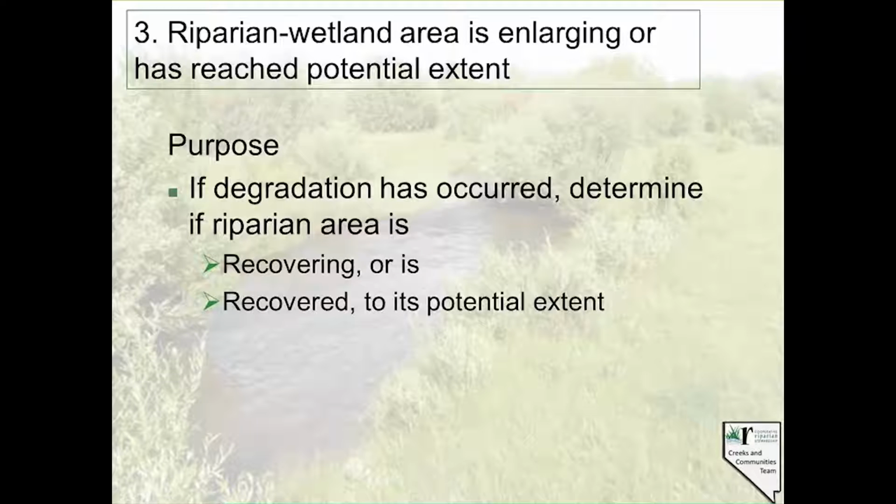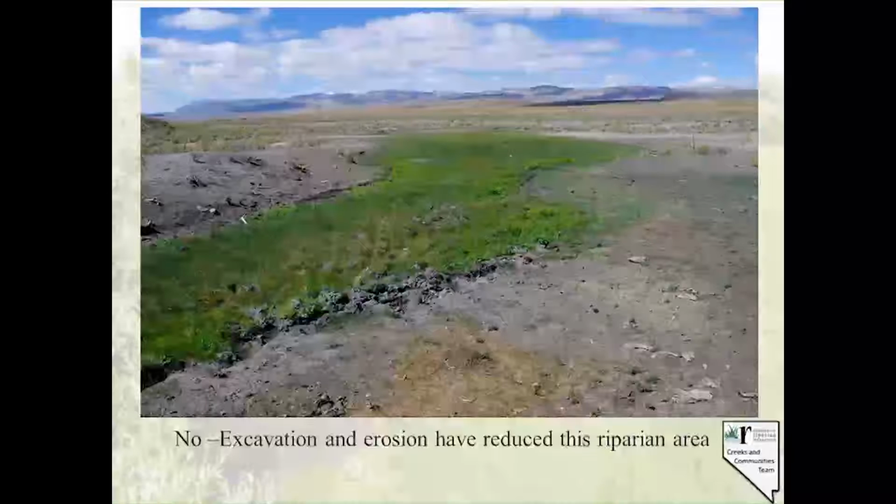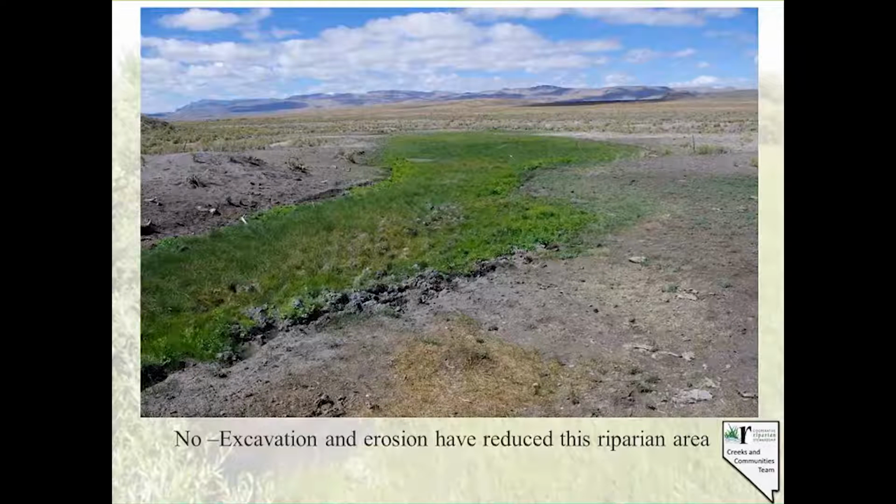So here's an example where the answer would be no. We've got excavation and erosion and compaction probably, and we've had a drying out of the site, and you can see those darker soils right next to the riparian area there that were probably developed as part of the riparian area, which now are dry and lacking vegetation. So our riparian habitat has narrowed due to improper use of that site.